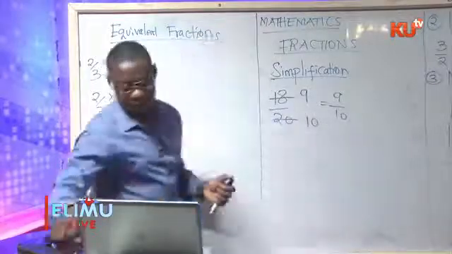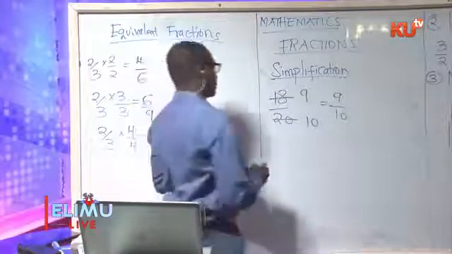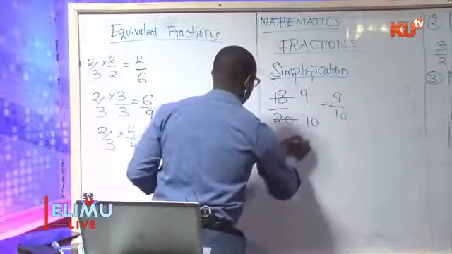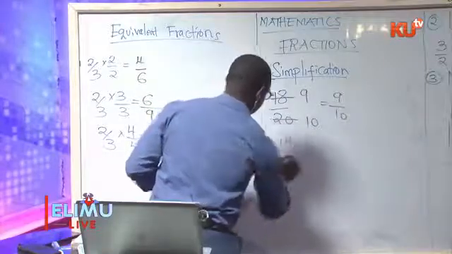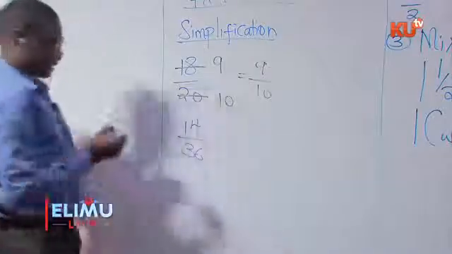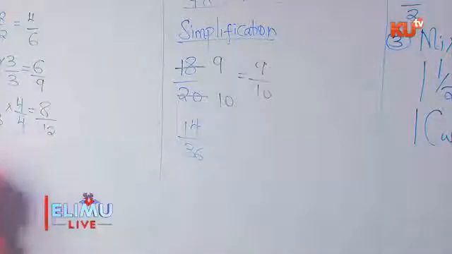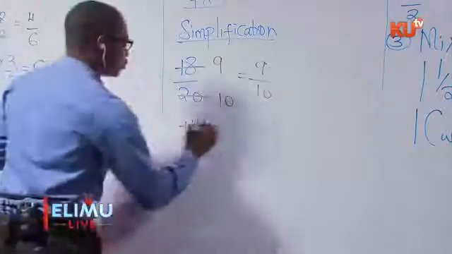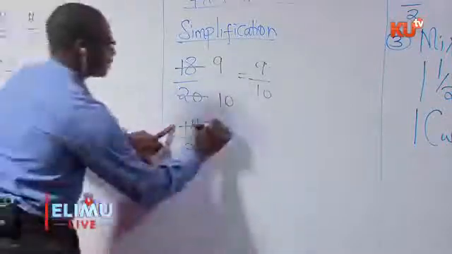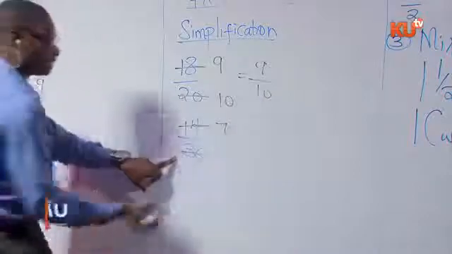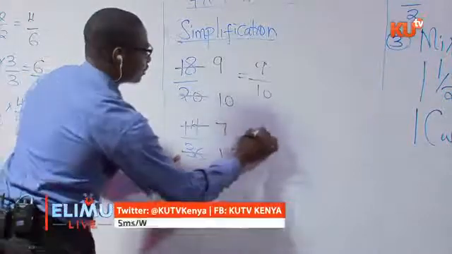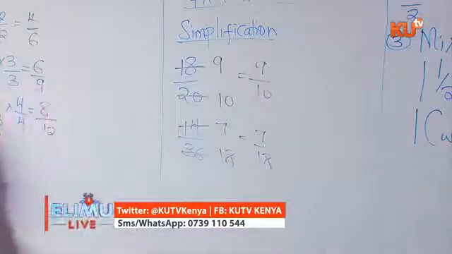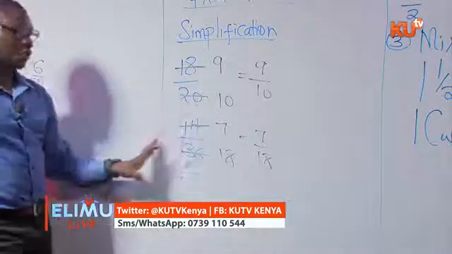So we can have another example of simplifying a fraction. We can have 14 over 36. Still, we look for a number that can divide this. So we still have 2. 2 divides 14 7 times. 2 divides 36 18 times. So your answer is 7 over 18. So these are examples of simplification of fractions.